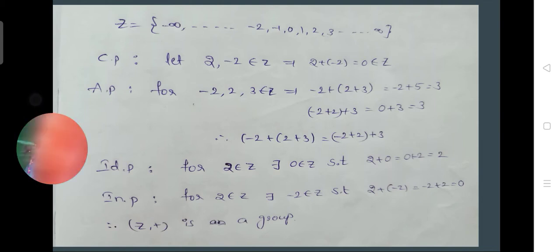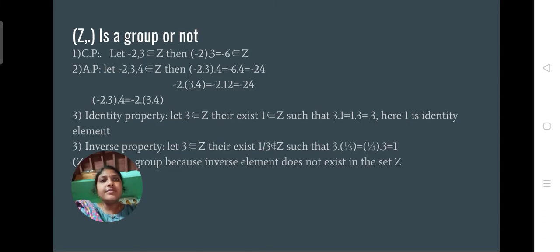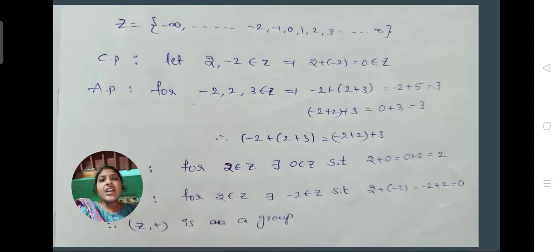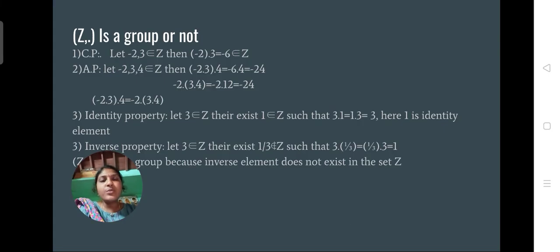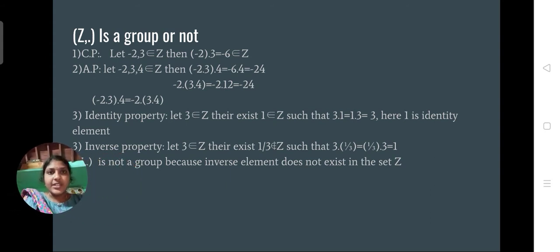And next, we have to prove whether (Z, dot) is a group or not. In the previous slide we proved that (Z, +) is a group. Now we have to prove whether Z is a group under multiplication or not. So we have to prove the same four properties.